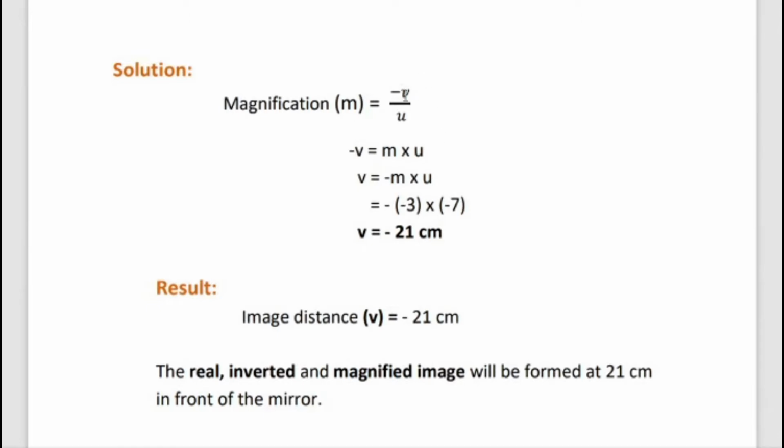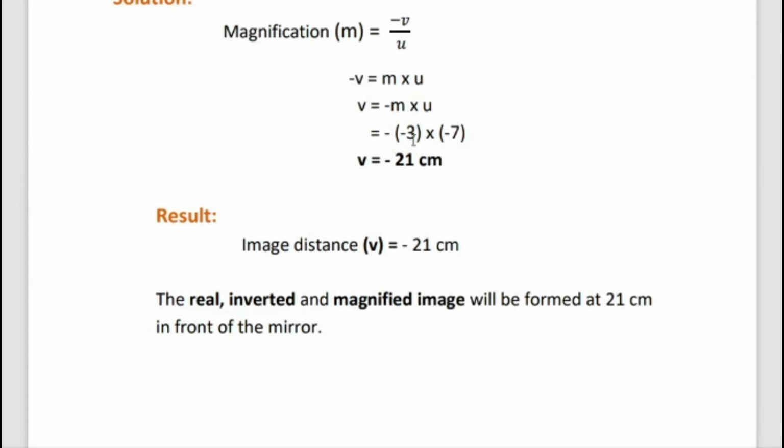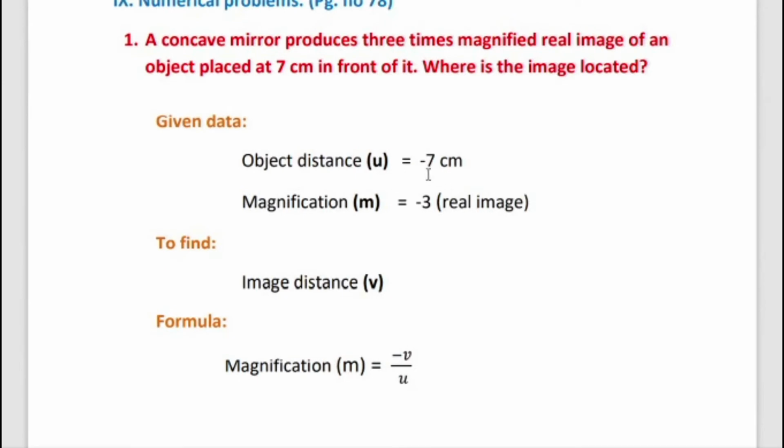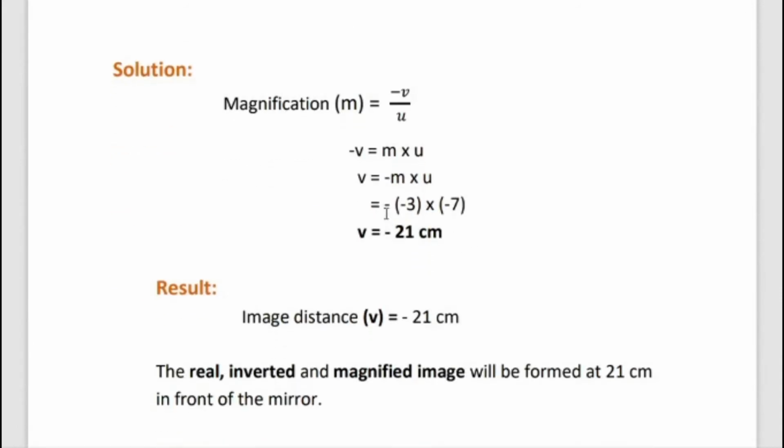Solution: magnification m is equal to minus v by u. We need to find the image distance. So minus v equal to, the denominator u goes to the numerator, minus v is equal to m into u. Then v equal to minus of m into u. Then substitute the magnification and object distance. Object distance u equal to minus 7, and magnification is equal to minus 3. So this is the formula, with minus. Then m value is minus 3, u value is minus 7.